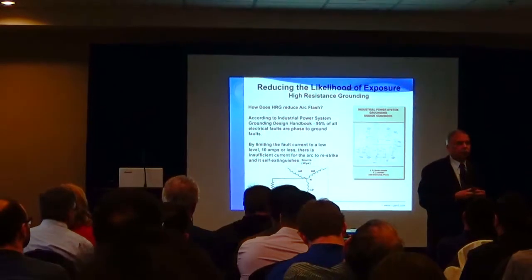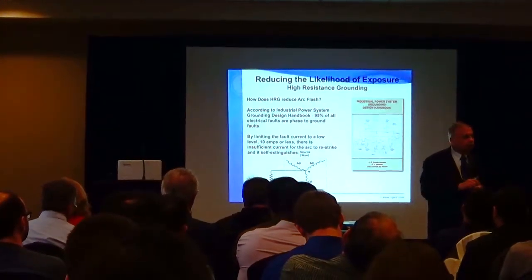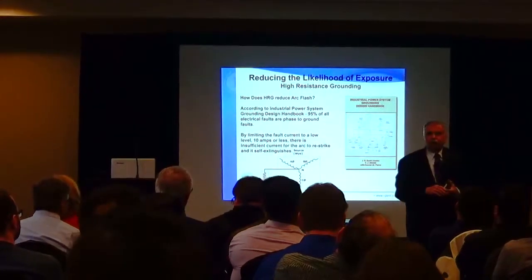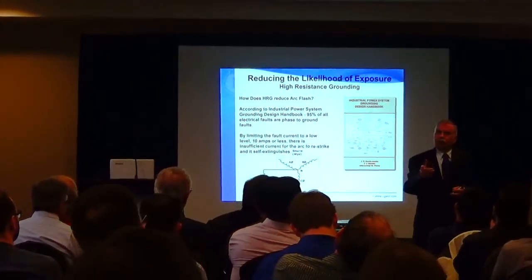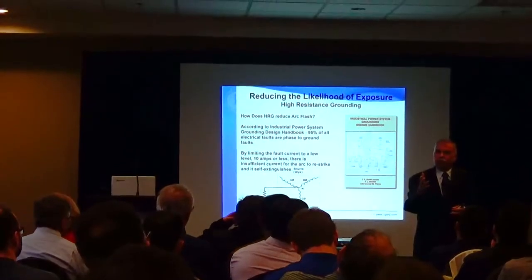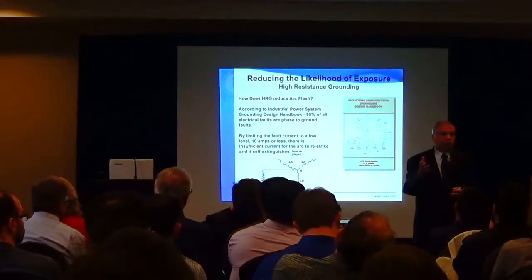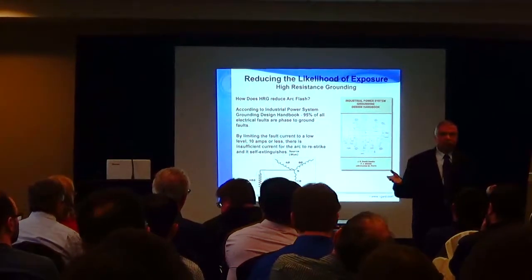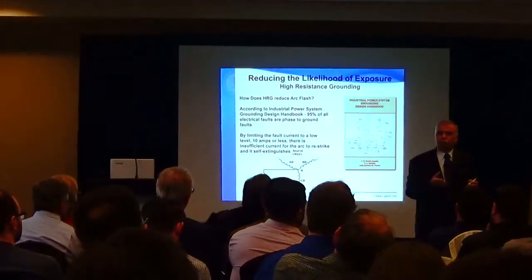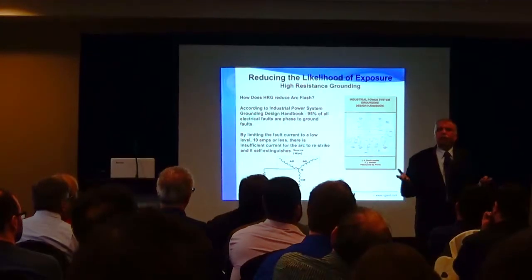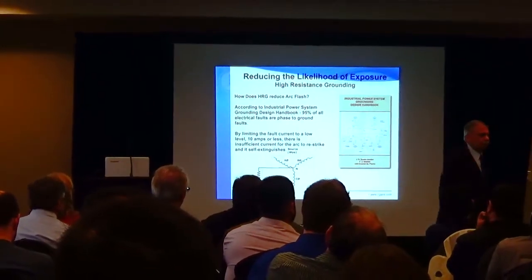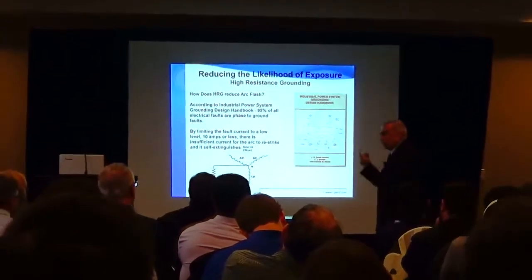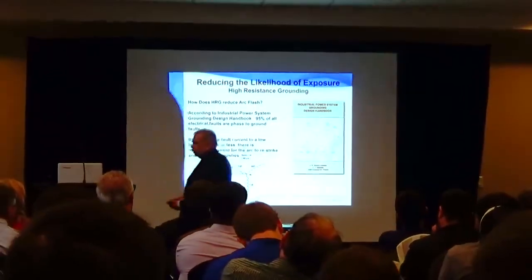So the 1584 committee did high-speed films in the testing process to determine, well, what is the progression? And they found out that the progression only takes 8 milliseconds. Half a cycle of arc will extend it to the next phase. Another half cycle will cover 3 phases. So within a cycle, your single phase to ground arcing fault has become a 3 phase to ground arcing fault. And this is all documented in the IEEE's 1584 testing.